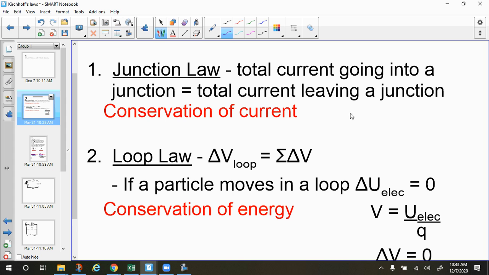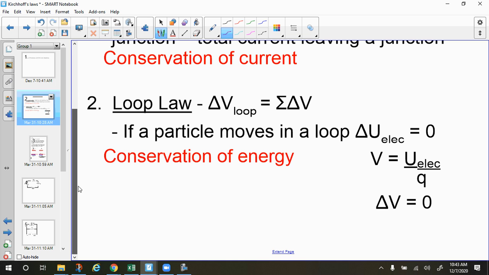You can't have more current going in than coming out because the current has to go somewhere. And those charges have to go somewhere. They have to be somewhere. So that's called conservation of current, the junction law. And we also have the loop law, which is conservation of energy law. And that tells us that the delta V, so the change in potential around an entire loop, is equal to 0 if you go in an entire loop.